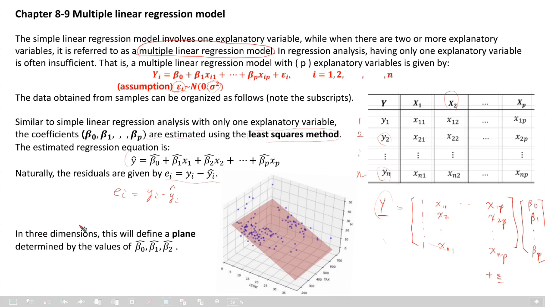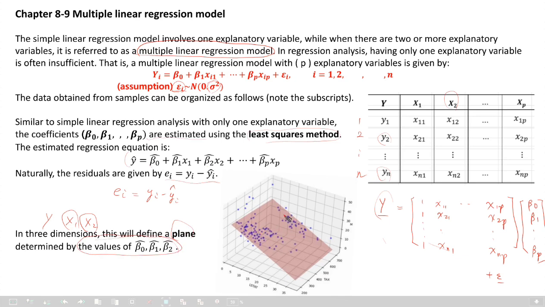In three dimensions, that means y and x1, x2, the case of only two explanatory variables, this will define a plane, not a line now. The plane is determined by the values of beta 0 hat, the intercept, beta 1 hat, the coefficient of x1, and beta 2 hat, the coefficient of x2. The values of these three determine a plane like this.